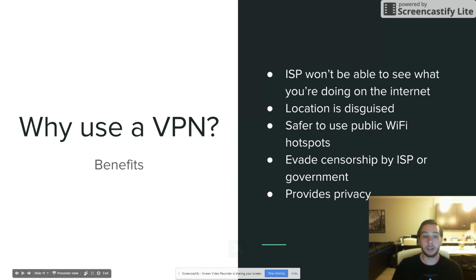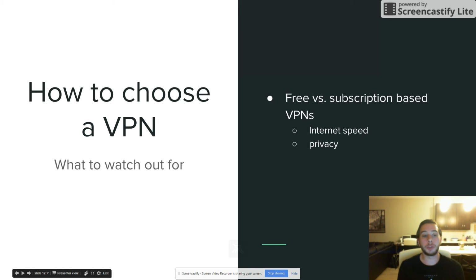So, choosing a good VPN, what to watch out for. There are free VPN services you can go for, and there are subscription-based VPNs which you normally pay monthly for. The free ones work technically, but they're definitely going to slow down your internet speeds, and they might not be that secure. It's more than likely that they're keeping logs of your history either way. So normally those aren't the best route.